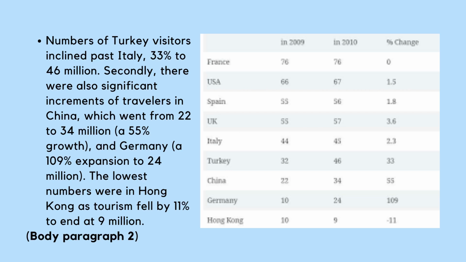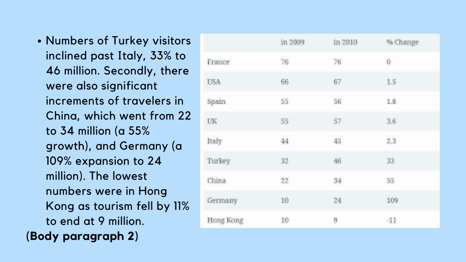Now let us see body paragraph number 2. We have started with the linker. Secondly, there were also significant increment of travelers in China, which went from 22 to 34 million, in parenthesis, a 55% growth, and Germany a 109% expansion to 24 million. The lowest numbers were in Hong Kong as tourism fell by 11% to 9 million.